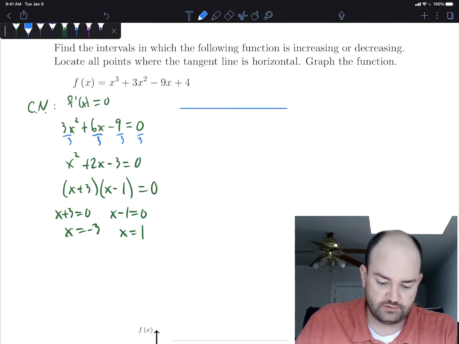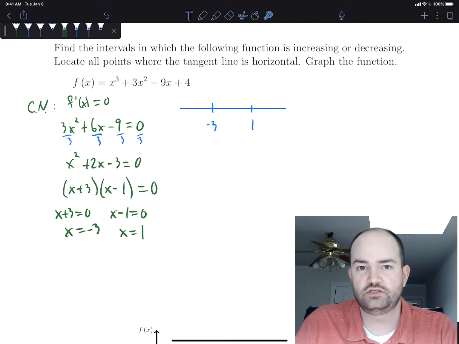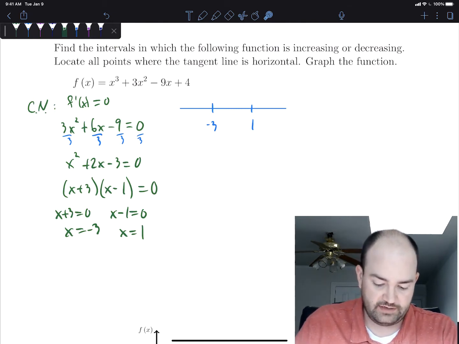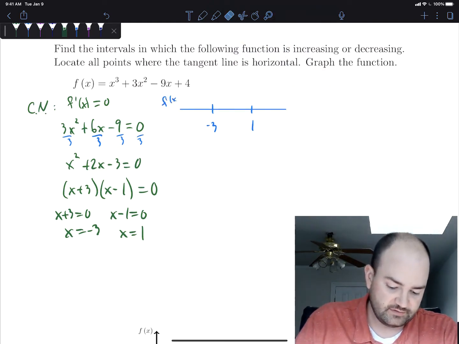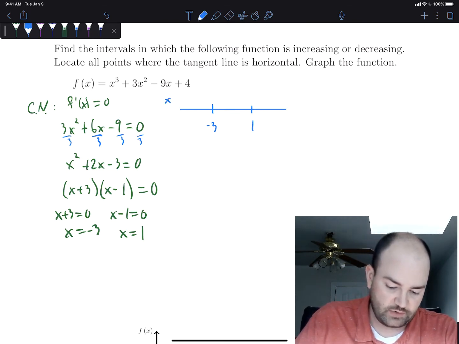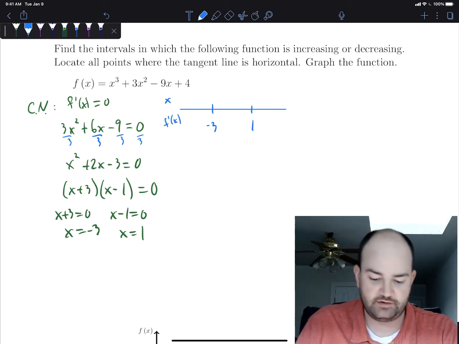The second thing we need to do is look at a number line. On this number line, I'm going to put the critical numbers, negative 3 and 1. At these values, the derivative is equal to 0. In other words, the slope of the tangent line is 0. What I need to do is find test values. Up here I'm going to write the x's that I'm going to use, and down here, I'm going to write down what f prime of x will be. In other words, will it be positive or negative?